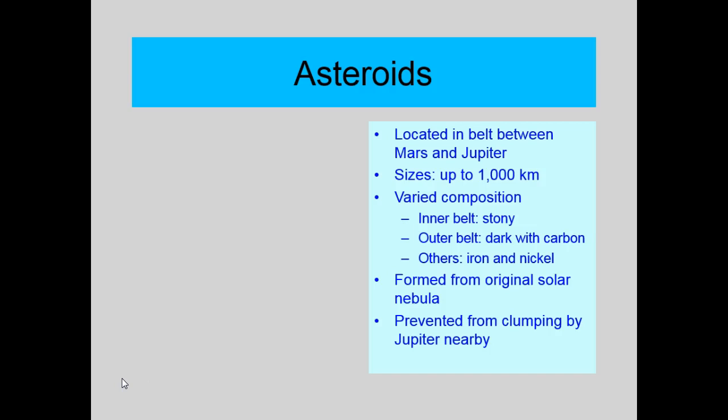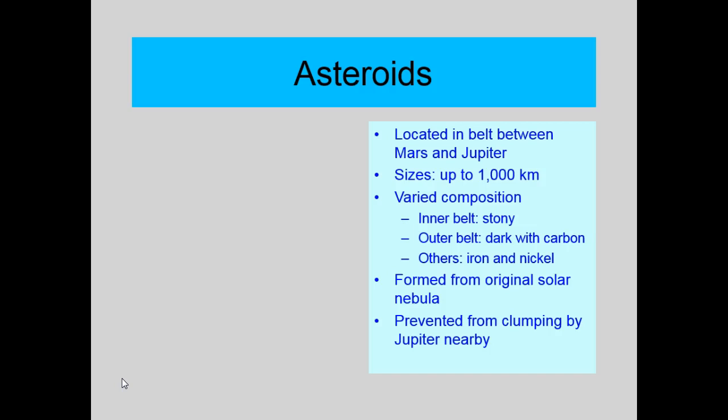Now, believe me, they're not very close together. If you were on one, you probably wouldn't see the next one. They're too small, but we picture them as being a pretty big mass of them. But remember, the distances are so far. The size is up to 1,000 kilometers, and I think Ceres is actually a dwarf planet. It's probably right at or bigger than 1,000 kilometers in diameter.